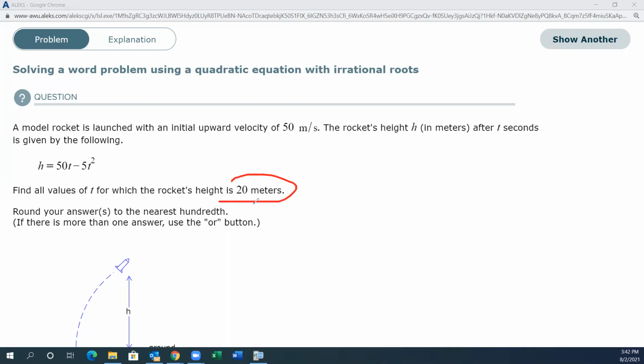This 20 right here, are we going to plug that in for t or h? Well, it says 20 meters. Meters is height. Meters is distance. So we're going to plug that in for h. If it said seconds, we'd plug it in for t, for both of the t's, but it doesn't. So we're going to have 20 plugged in. And to be honest, for these problems, it usually ends up being a decimal answer. It doesn't usually work out to be an integer.